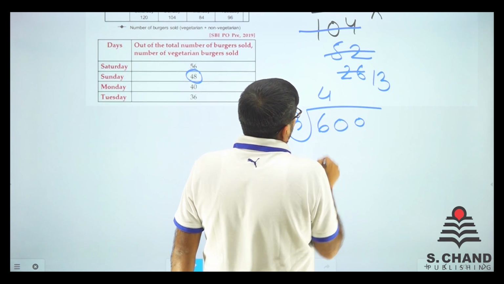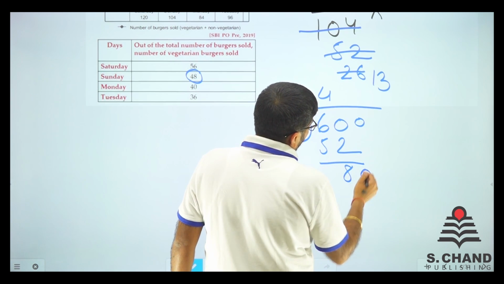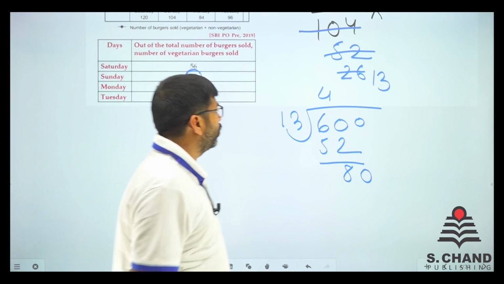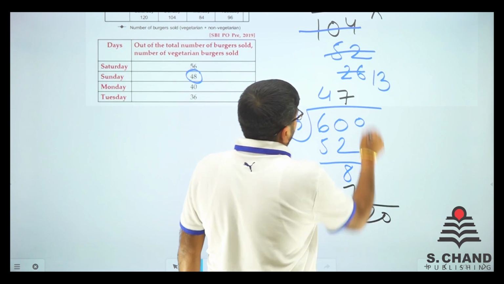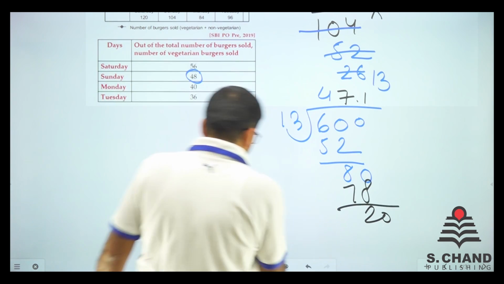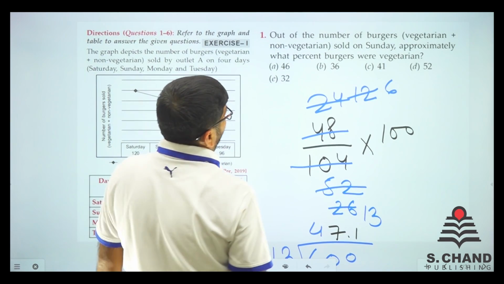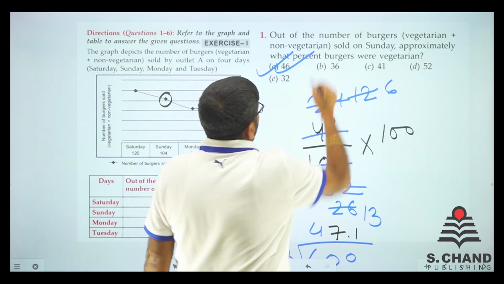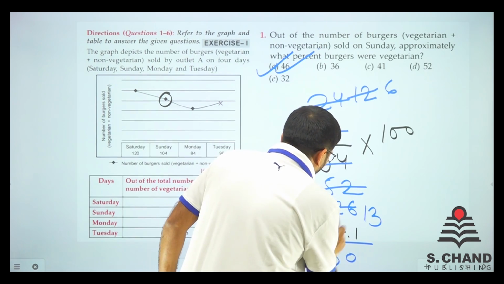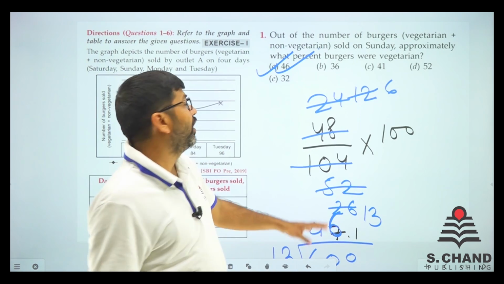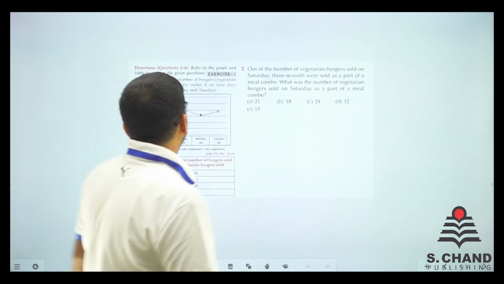13 into 4 will be 52. Now we have 8 here, 0 here. Now 13 into 6 gives you 78, so we have 20. So it is about 46.1 or something. Is there any option like 46? Yes, we do have 46. So 46 is the right answer, and it is 46 only, not 47. 46 is the perfect answer. Approximately 46%. Here we go. Question number two.